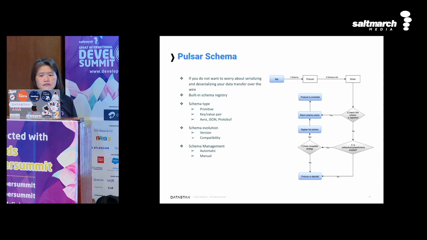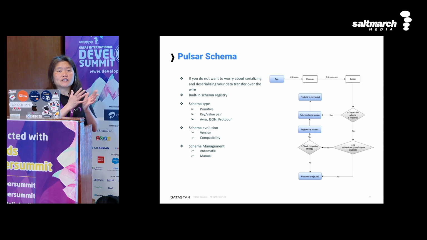Then there's another feature called Pulsar Schema. As you know, we're dealing with messages, and in a distributed ecosystem they go over the wire. By default, if you don't specify the type of messages that go over the wire, Pulsar will expect a byte array. We all know that in today's complex environment, we want ways of managing our schema, because your schema keeps changing.